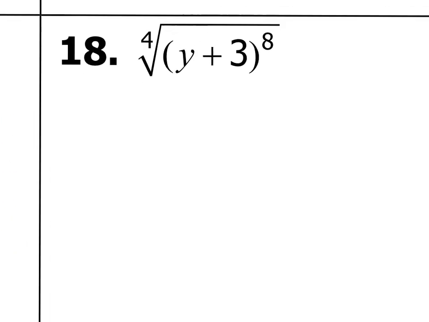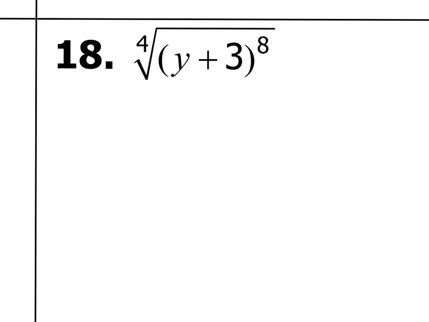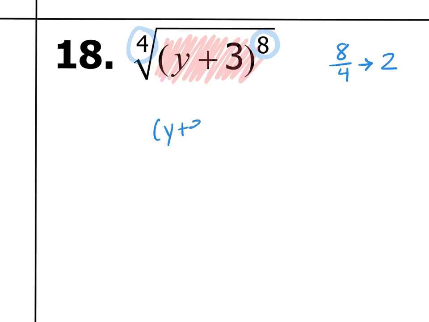And our last example problem is actually involving a binomial. So what we're going to do is we're going to treat this whole thing like one variable. And what I'm going to do is I'm going to divide the exponent by the index, which gives me 2. So I can eliminate the radical altogether. So I'll have y plus 3 squared as my final answer. And if I FOIL that, I get y squared plus 6y plus 9 as my final answer.